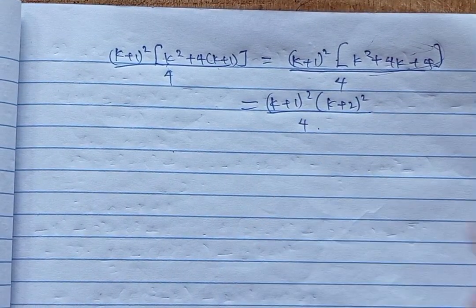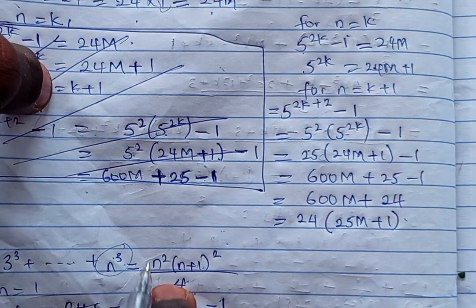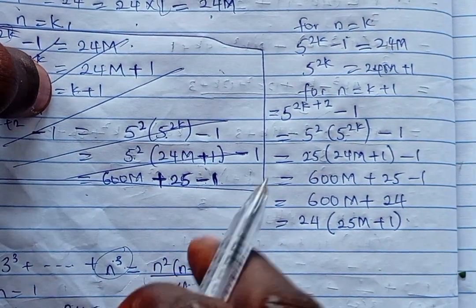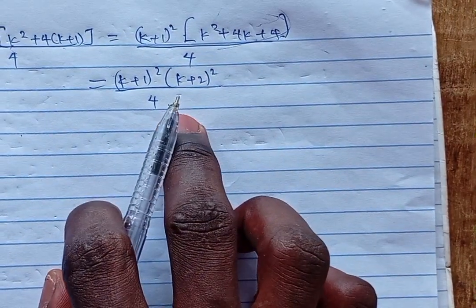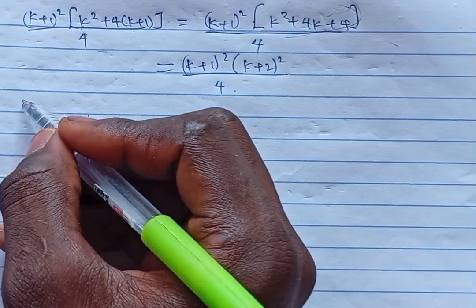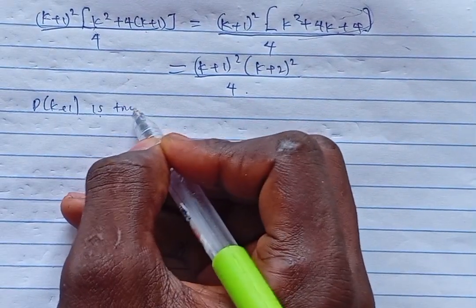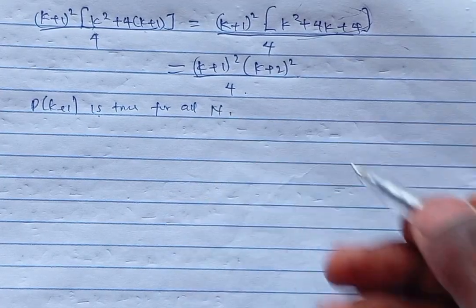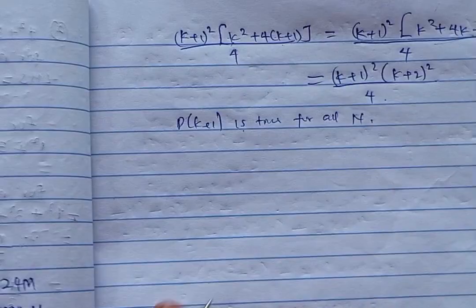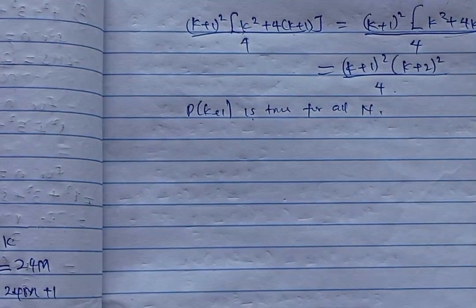So you can now say that it is equal, because if you substitute k plus 1 here directly, you will get the same thing, following the hypothesis. So you can now say that P of k plus 1 is true for all natural numbers. Do you understand? So that's how to make the conclusion. Okay, now let's move on, I think that's the last question for today.